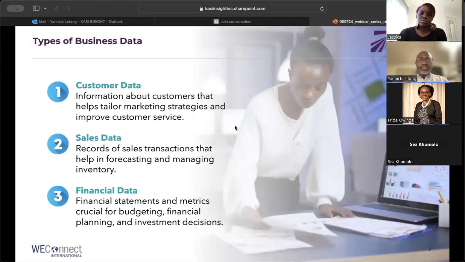So what types of data do we usually have in the context of business? You have customer data, which is information about your customer.